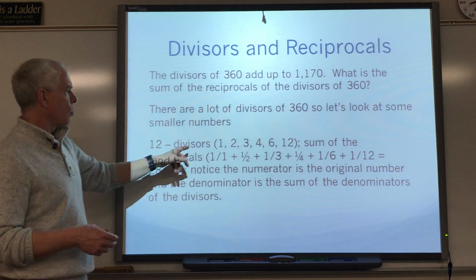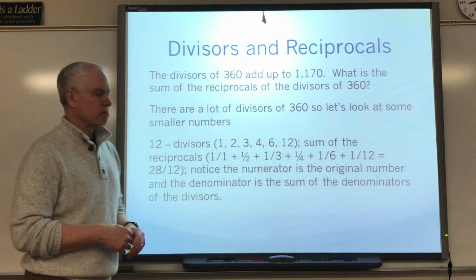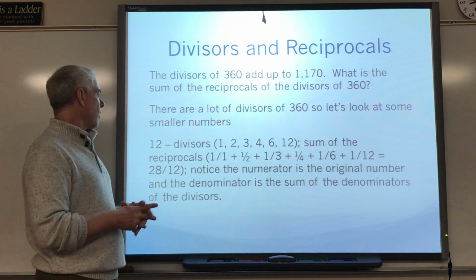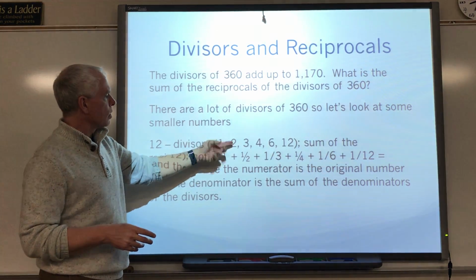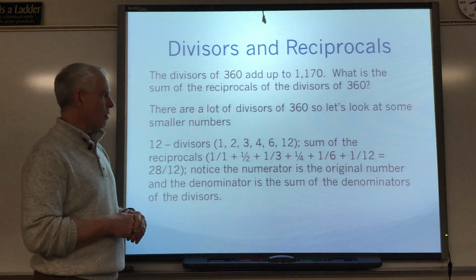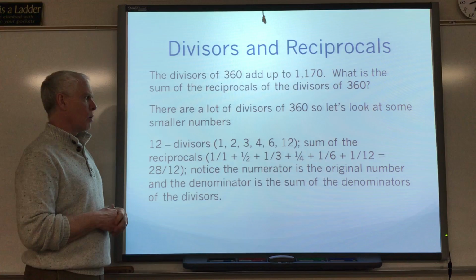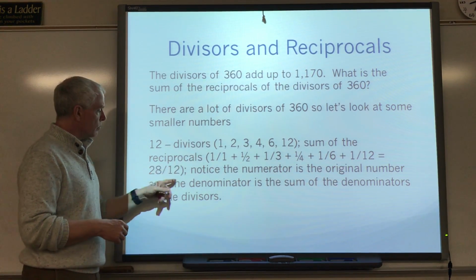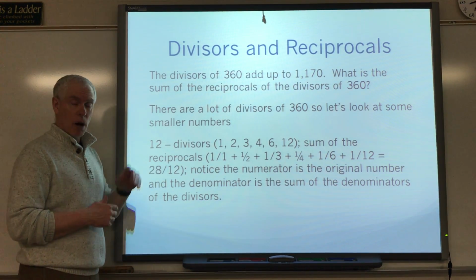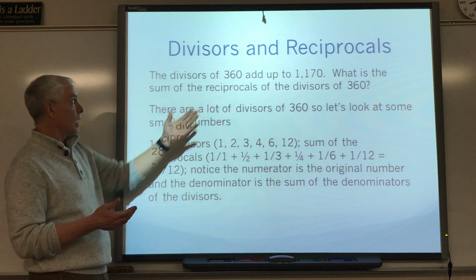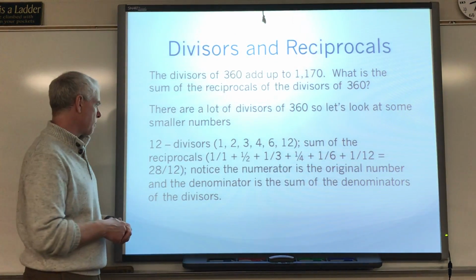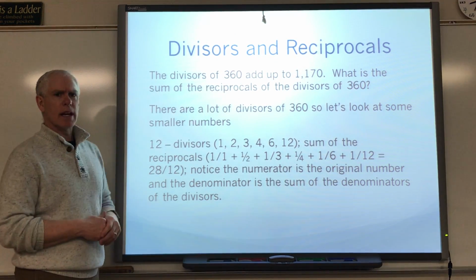So the divisors of 12: 1, 2, 3, 4, 6, and 12. And if I add up the reciprocals, so 1 over 1 plus 1 over 2 plus 1 over 3, etc., I get 28 over 12. Well, the 12 seems to be just the number. So potentially 360 could be on the bottom here. Where did the 28 come from?